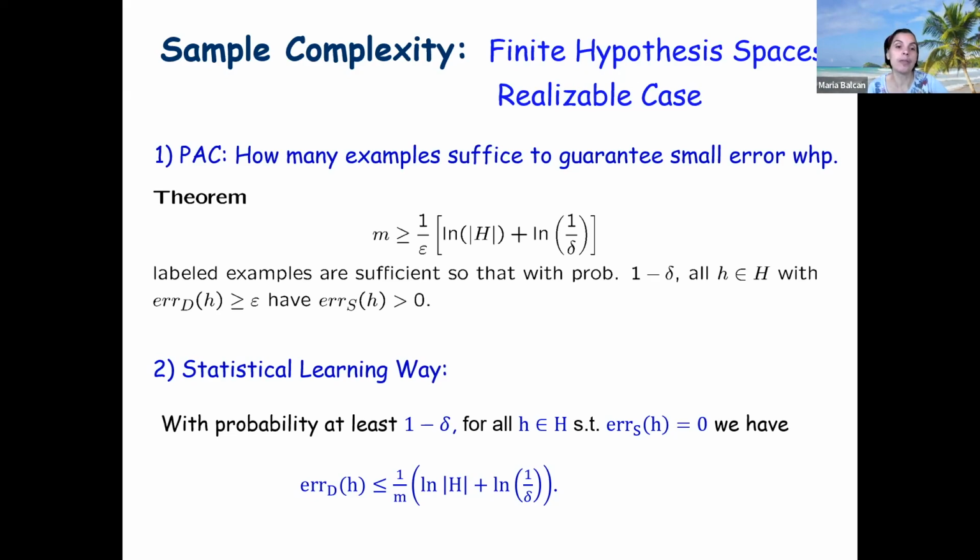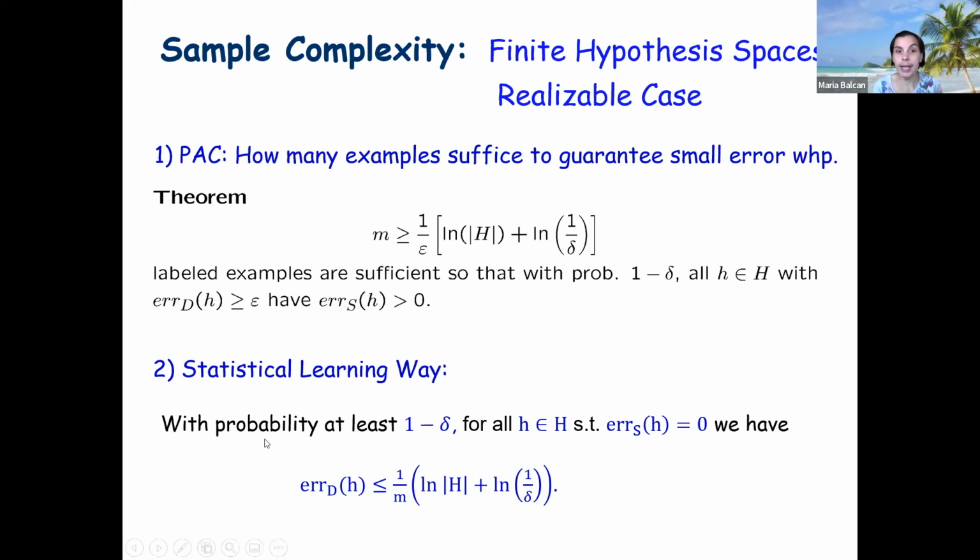How can I upper bound their true error rate as a function of the empirical error rate? This is in general. In this case, for the realizable case, a consequence of bound number 1 written on the slide here is the following, and I'm going to go through this slowly. This is the statistical learning way of writing it.